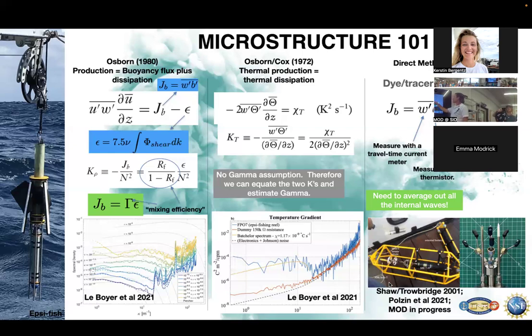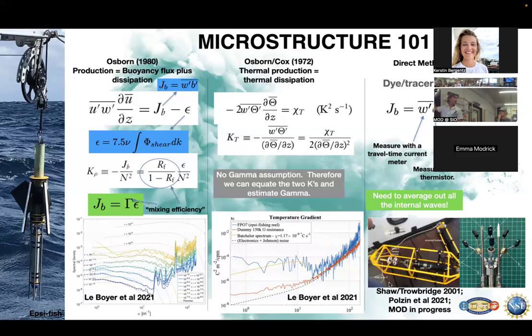Okay, and then the final one is actually the best one in some ways. We know that the buoyancy flux is defined as the correlation between vertical velocity and buoyancy perturbations. If we could just measure those and take a long-term average, that in some ways would be the best. The problem is that both of those are dominated by internal gravity waves too, so you have to average a long time.